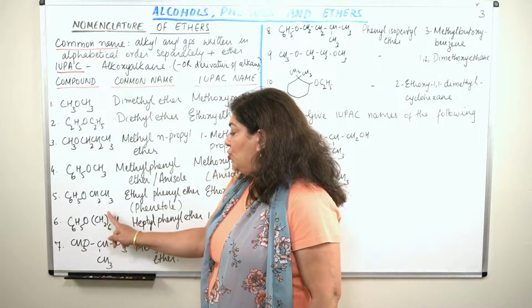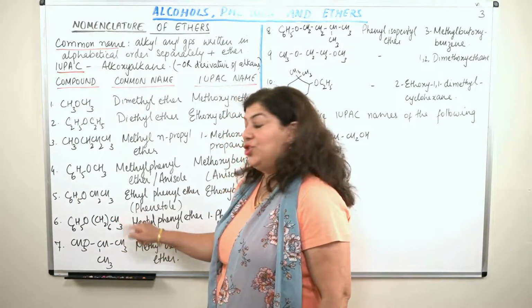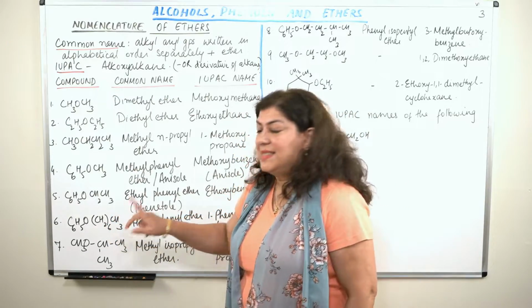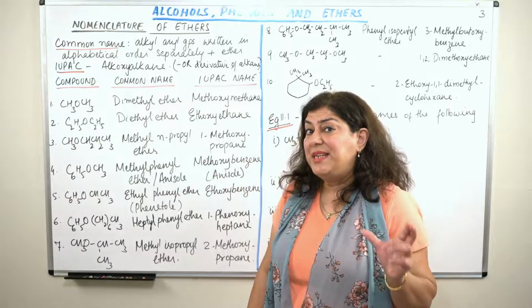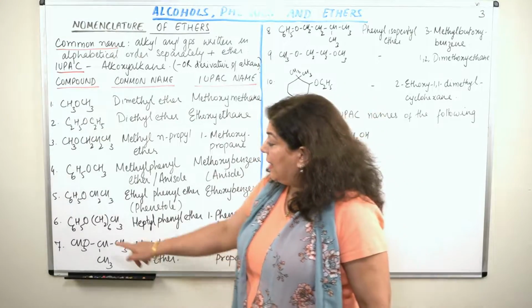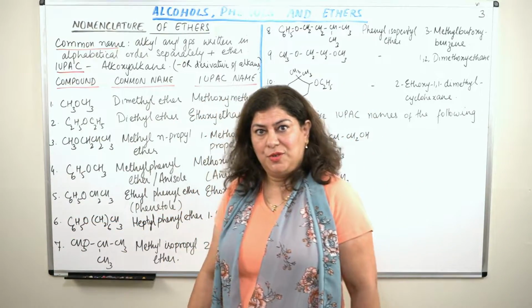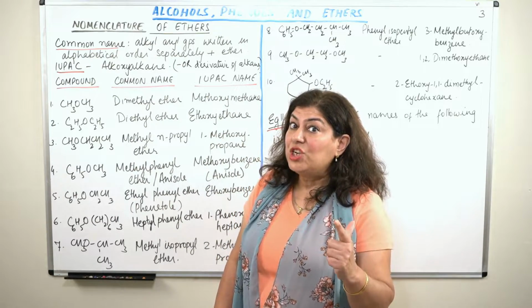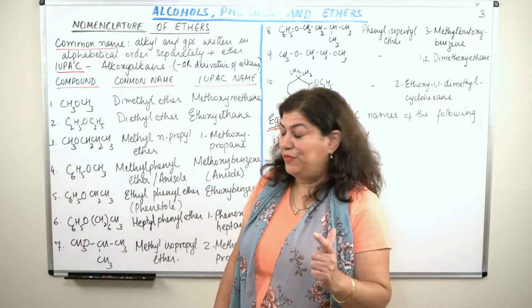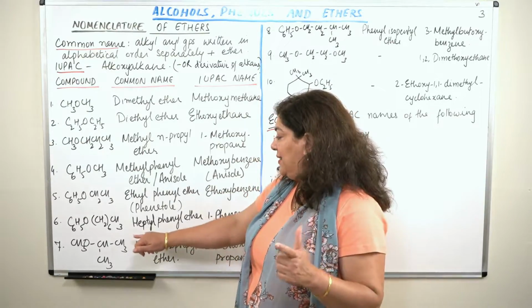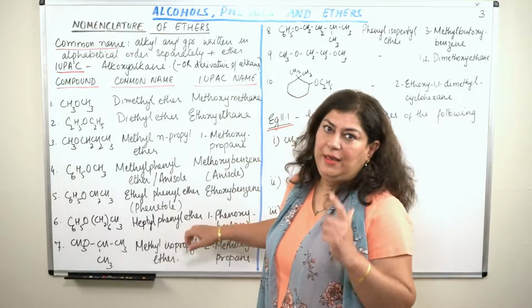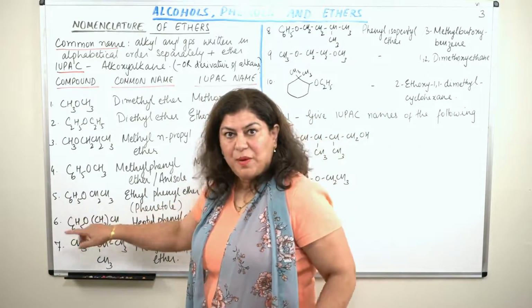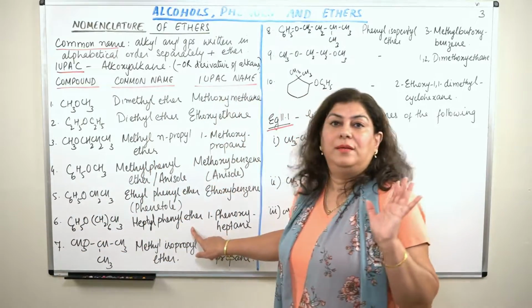C6H5O CH2 whole 6 CH3. Which means that on this side there are 6 plus 1, 7 carbon atoms. So it is heptane or heptyl group. And on this side you have 6 carbon atoms. So it is the phenyl group. So H and P, which comes first? H comes first. So in common nomenclature, we'll write it as heptyl phenyl ether. Easy? Heptyl is this part, phenyl is this part, alphabetical order, end it with ether.